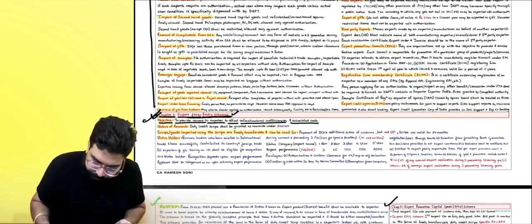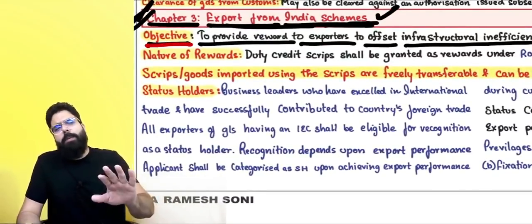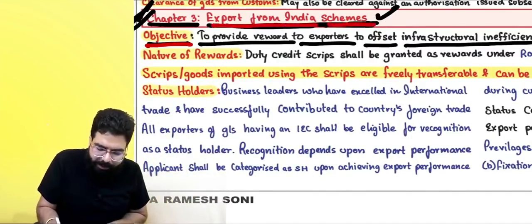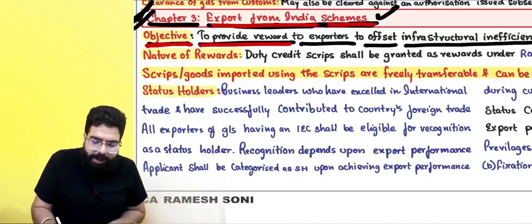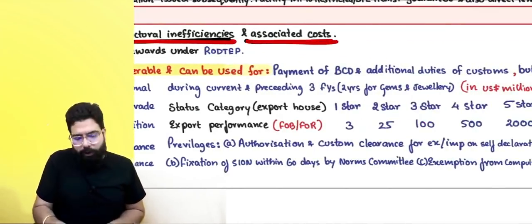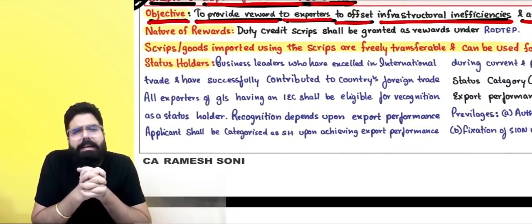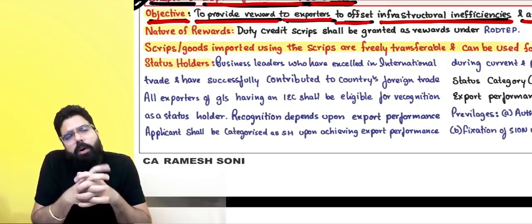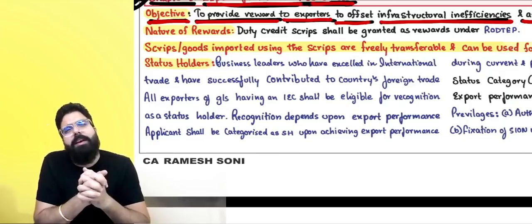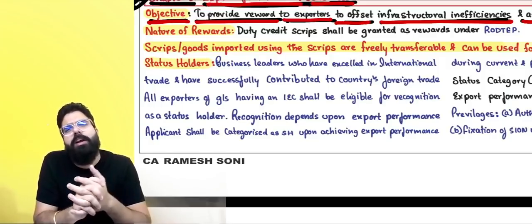Okay, sir, done. Now, sir, what is the objective of the export from India scheme? The government is telling Ramesh, you export, we will give you chocolate. That is known as the export from India scheme. The objective is to provide reward to exporters to offset infrastructural inefficiencies and associated cost. Sir, whatever infrastructural inefficiencies you have, if I export this item, it will be a loss. The government told, don't worry about it, we will give you chocolate. The scripts will help you in saving basic customs duties when you are importing and exporting in future. The duties which you save, you can use for your development.